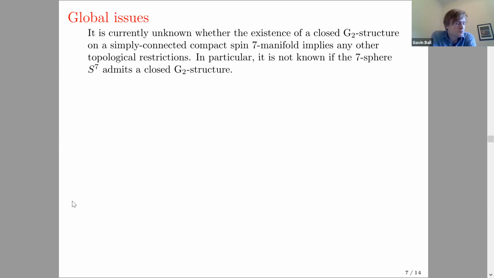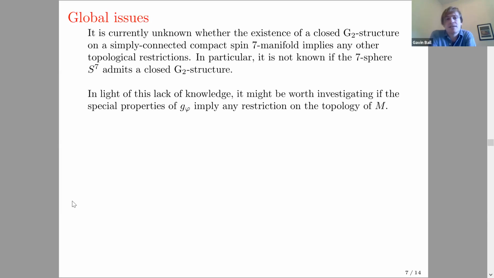And this kind of problem is maybe relevant to the Laplacian flow, because the Laplacian flow is supposed to start on a closed G2 structure and flow towards a torsion-free G2 structure. But if we don't know much about what our initial conditions could be, that's going to be maybe a problem in using the flow. So in light of this lack of knowledge, it might be worth investigating if the special nature of the metric induced by the closed G2 structure gives you any restriction on the topology of M.